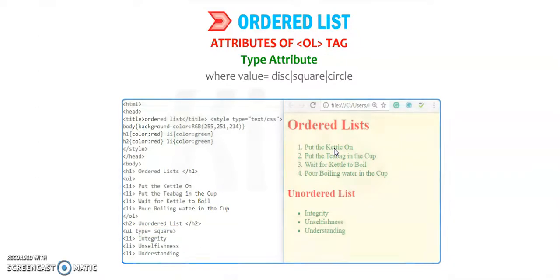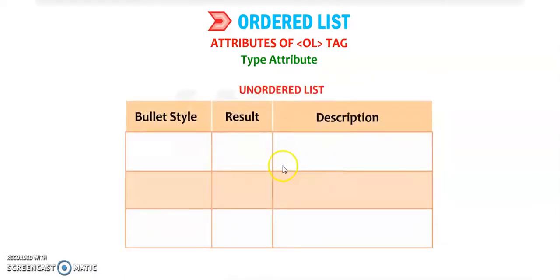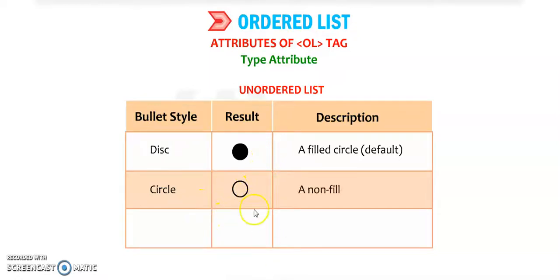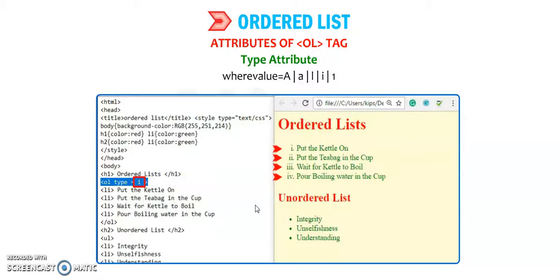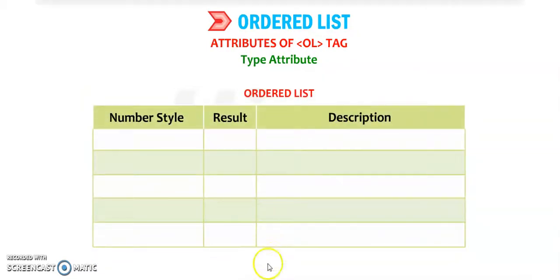Where value is disk, square, circle, any value we can choose. Like in an unordered list, bullet style, then result like this. Disk is like this, the description is filled circle. Circle is a non-filled circle and square is a filled square bullet. So any bullet we can choose. Syntax for ordered list is OL type, then value we have to write, where value is capital A, small a, capital I, small i, and 1. So any ordered list we can choose.